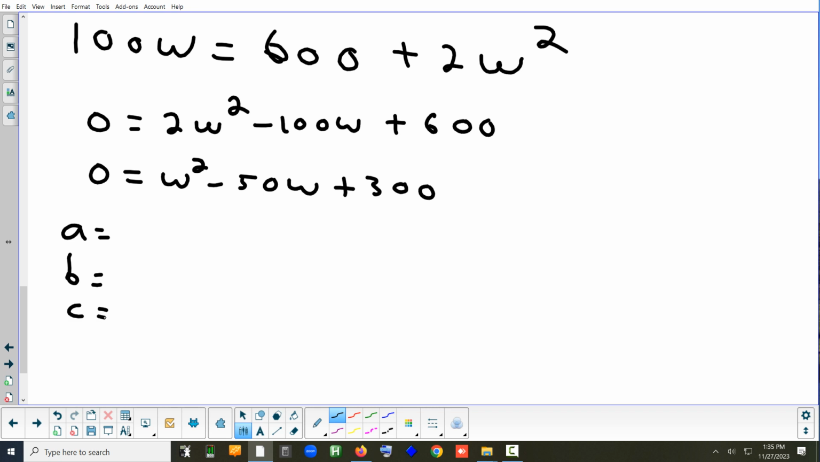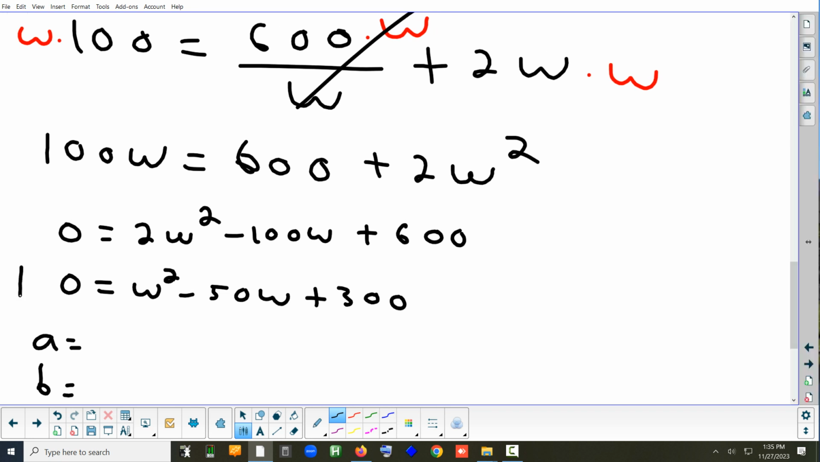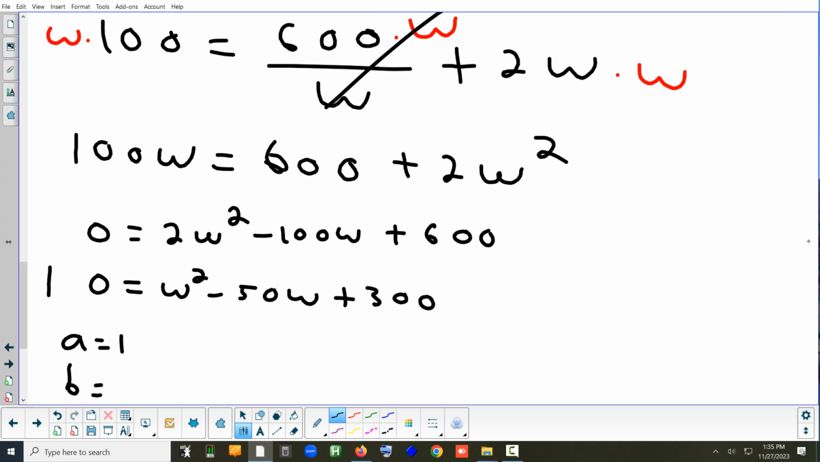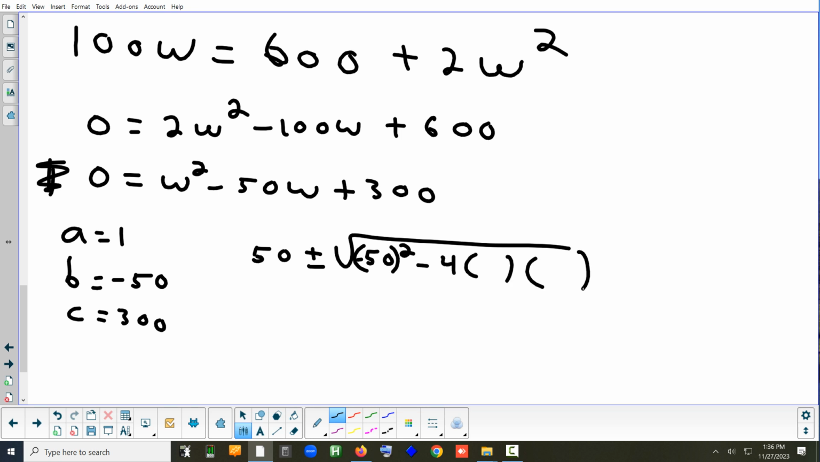Okay, what's A going to be? 1. Just making sure I divided everything by 2 correctly. W squared, 50, 300. Yep, looks okay. So A is 1. What about B? B is negative 50. And what about C? 300. Okay, so we got negative B plus or minus the square root of B squared. I know it's negative 50, but the negative doesn't matter there because it cancels out. So B squared minus 4 times what comes right after the 4? A times C. 1 times 300. All over 2A, and that's 2 times 1.